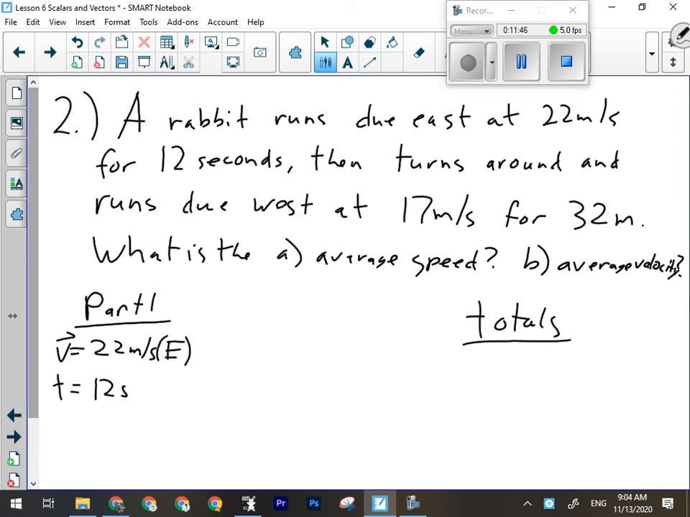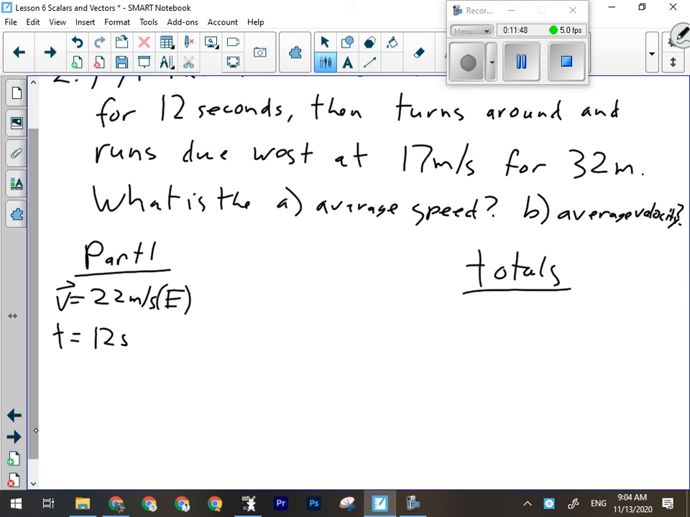So I definitely need to know what D is for part 1. Can I find it? Yeah, because I have T and V, the other two parts of the equation. Okay, so let's write down the other givens here before we get ahead of ourselves.